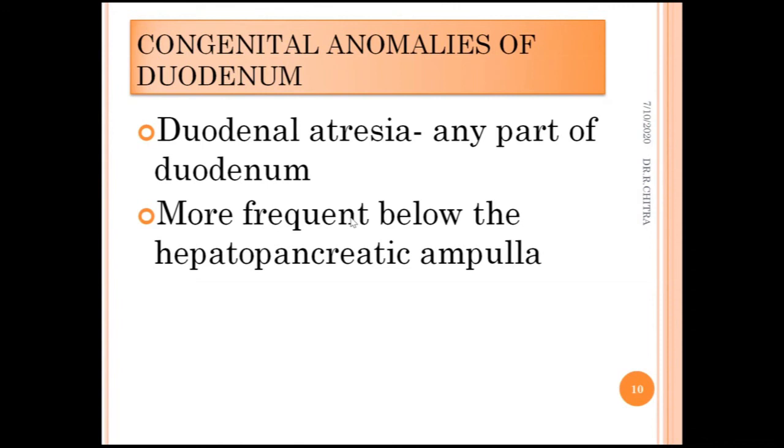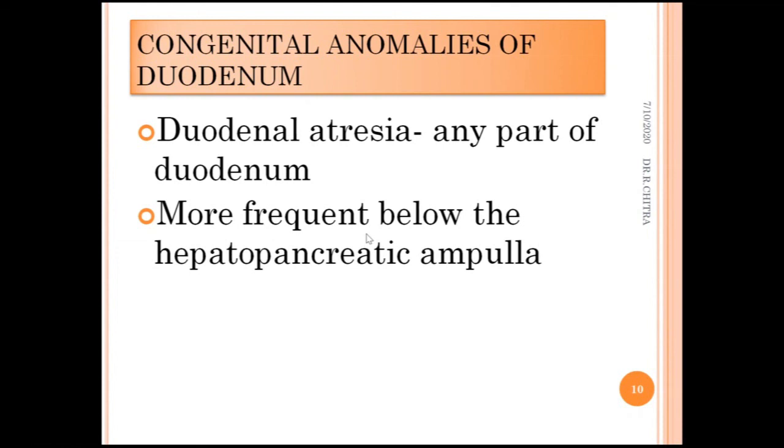During the 8th week, the lumen of the primitive duodenum is obliterated by the proliferation of the lining endodermal cells, and usually by the end of the 3rd month, this lumen is recanalized. If it is not recanalized, duodenal atresia occurs. It may affect any part of the duodenum, but is most frequent below the hepatopancreatic ampulla. Duodenal atresia may also be caused by the annular pancreas, which is a congenital abnormality of the pancreas. It is also the commonest cause of duodenal atresia.